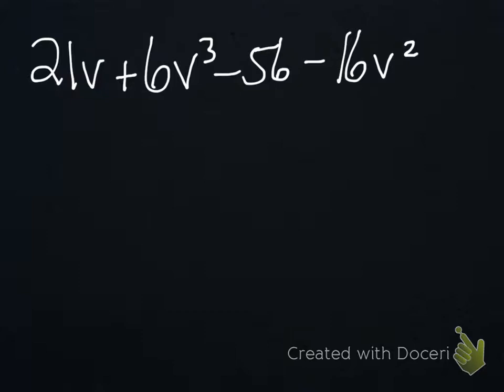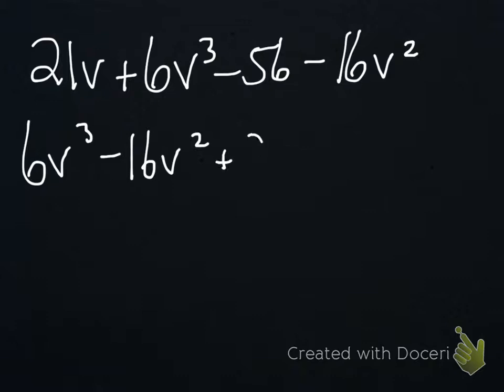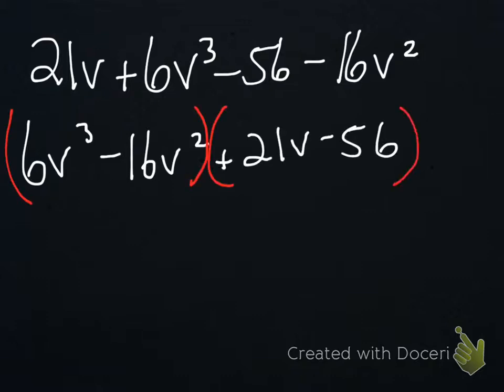In this example, the polynomial is not in standard form, so I have to rewrite it in standard form. I'm going to start with the coefficient and highest exponent, which is 6v cubed. I will go to the square term, and I'm going to make sure I include the negative in front of it. Can't change the signs, I have to keep it the same, so that's going to be negative 16v squared. Plus 21v minus 56. Now it's in standard form, now I can get my groups.